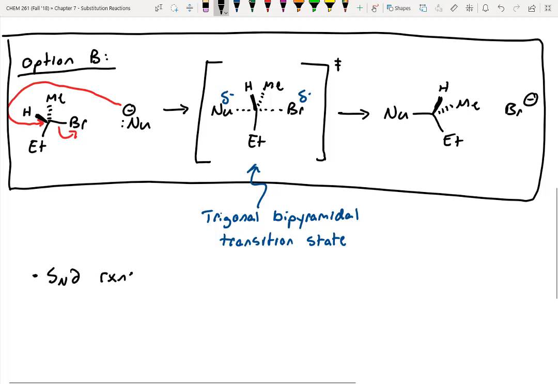So SN2 reactions experience an inversion, meaning when you go through that trigonal bipyramidal transition state, what was originally facing the left essentially goes planar and then flips to the right. So we do experience that kind of flipping inside out. Does that make sense? It's kind of confusing.